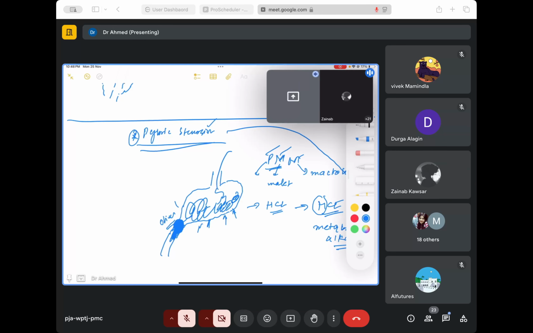Another thing, guys, you are also going to see hypokalemia. Simply think that if I am losing volume, we are going to see activation of your RAS system, right?